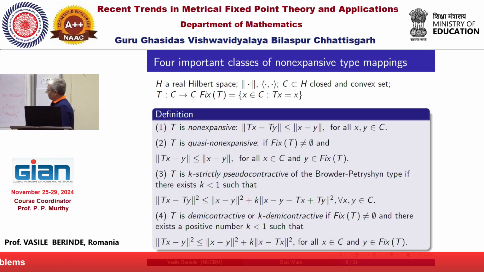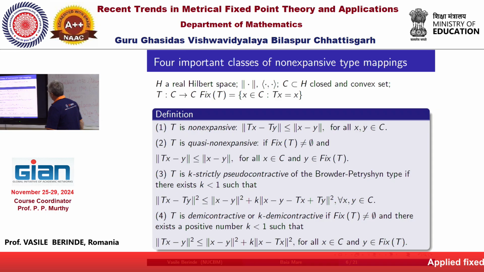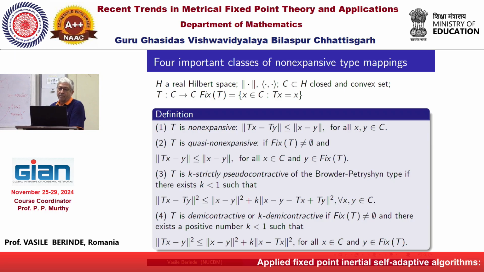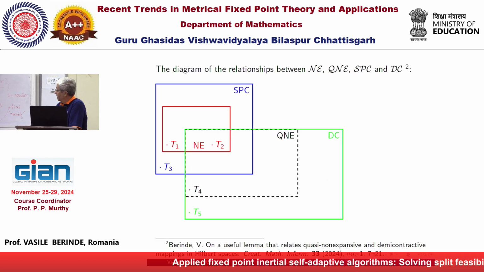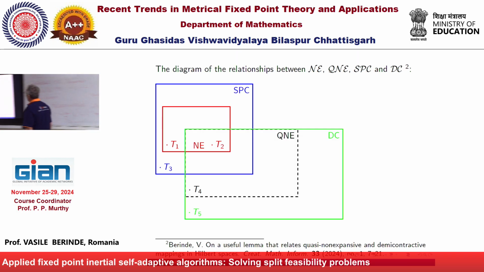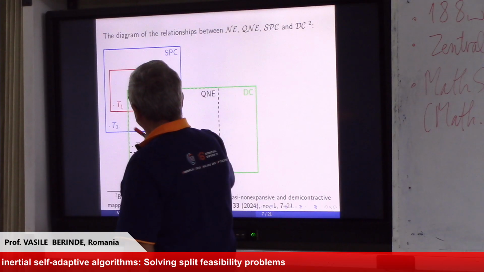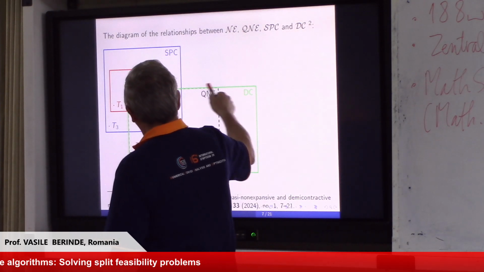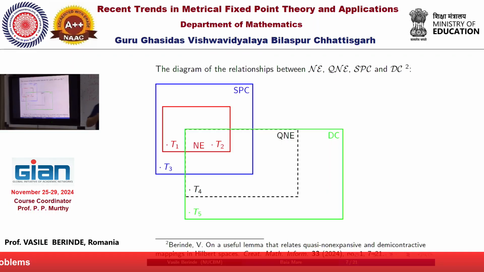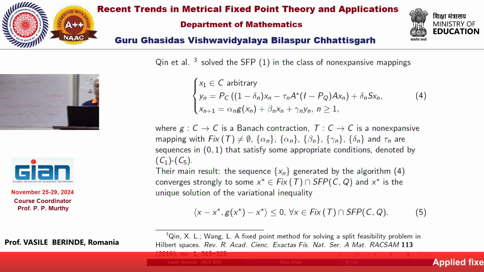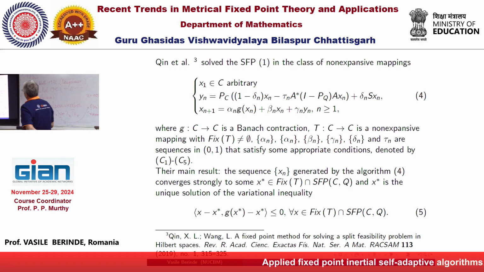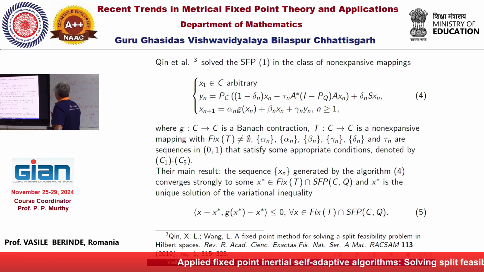And now again, I refer to these mappings because I'll use them for the following considerations and their relation, just to remind, because I'll solve a split feasibility problem which has been solved in this class, I'll solve in this larger class. This is the profit of what I said, the usefulness of the fact that the class of demi-contractive mappings is saturated.